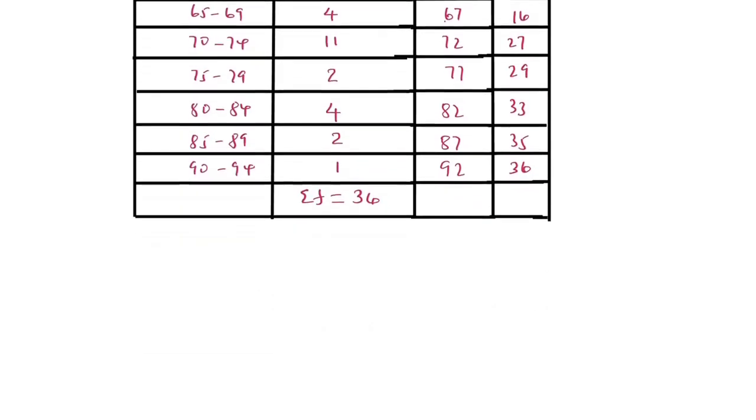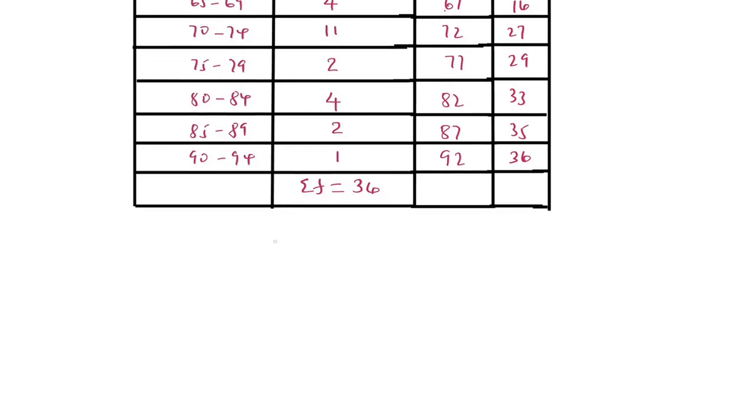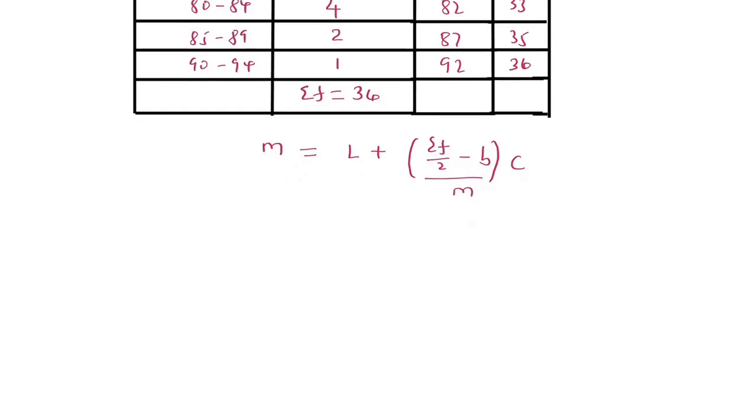To find the median, let us consider the formula which says median equals L plus, in brackets, summation of F over 2 minus B over M, times C, where L is the lower real limit for the median class, B is the sum of the frequencies before the median class, M is the frequency of the median class, C is the class size, and the summation of F is the sum of frequencies.